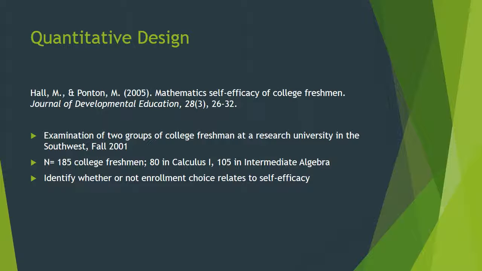The first study is a quantitative design, and it's Hall and Ponton's article, Mathematics Self-Efficacy of College Freshmen. These researchers sought to identify whether or not enrollment status in developmental or college-level mathematics would impact the level of self-efficacy that students reported. In order to do this, they looked at two groups of students, a group of students in college-level calculus and a group of students in developmental algebra, and administered a self-efficacy scale to these students.